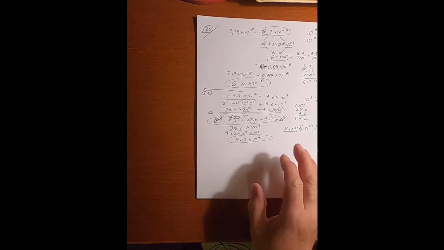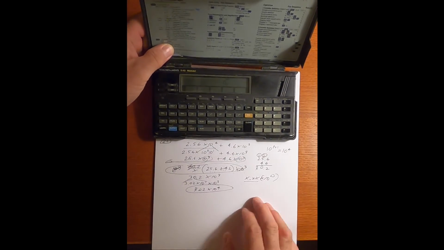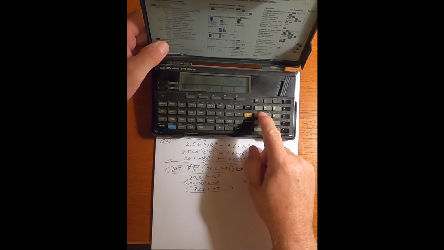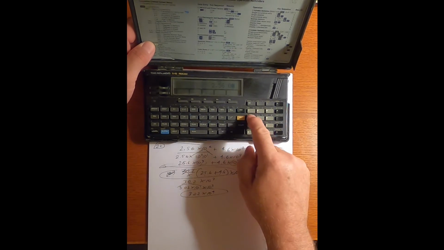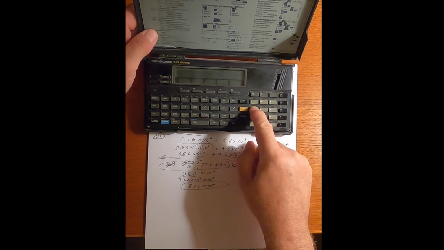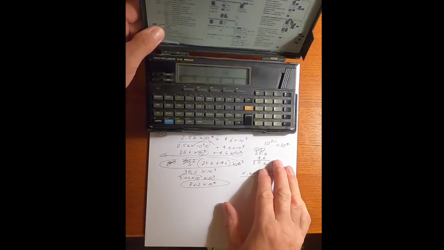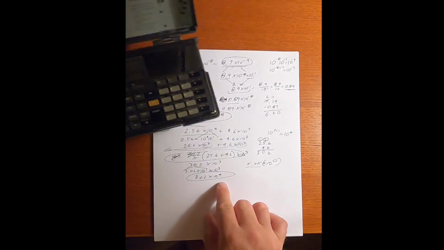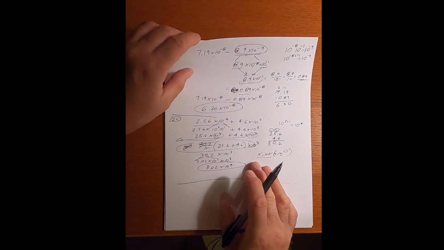Okay, let's check it with the calculator. Good old calculator. 2.56 EE to the 4th power, okay, plus 4.6 EE to the 3rd power. And I get 3.02 to the 4th power. There you go. Very well. All right, two more to go for a quick video here.